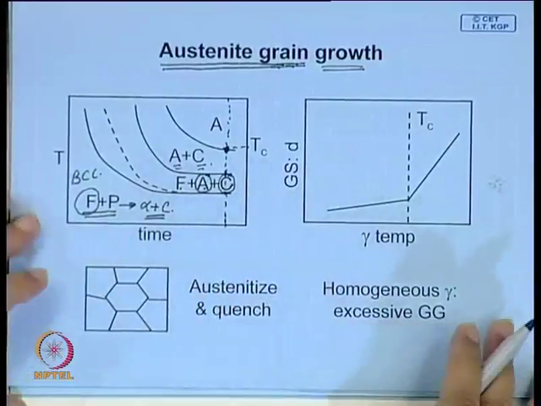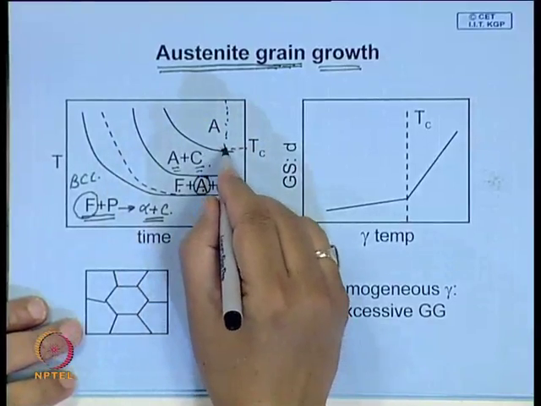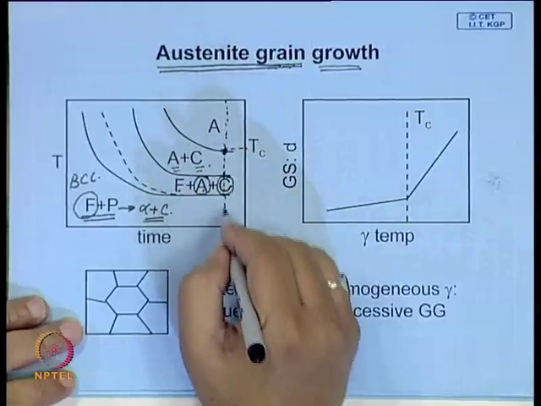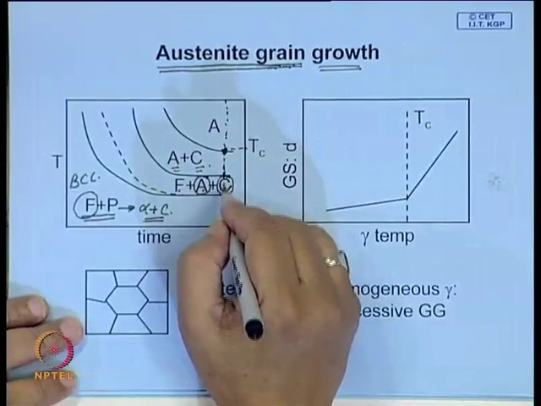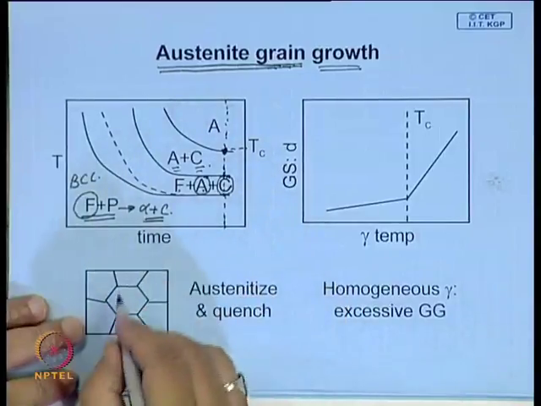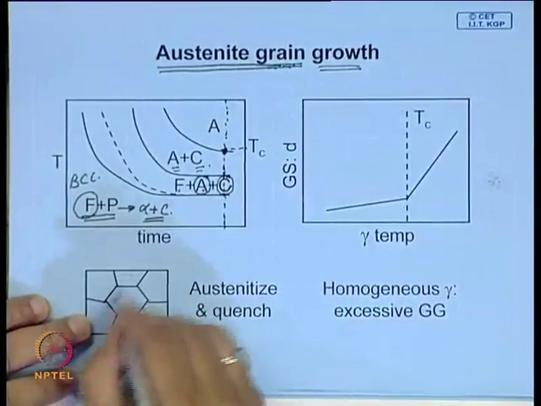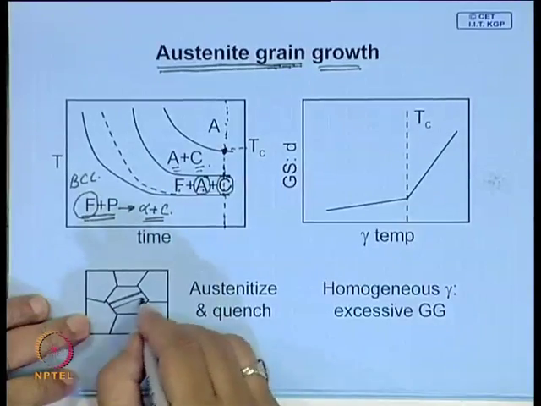Now, it is also possible to do some experiments and find out by giving heat treatment, that means heat to different temperatures and quench. Say suppose you have heated here and quench. And then what will happen? So, here these are the austenite grains. If you quench, all these will convert into martensite.